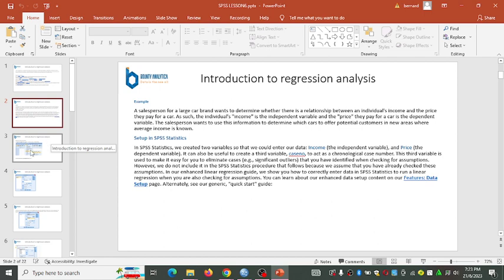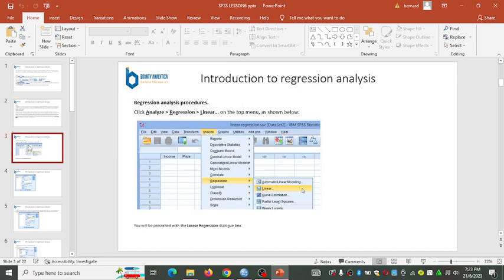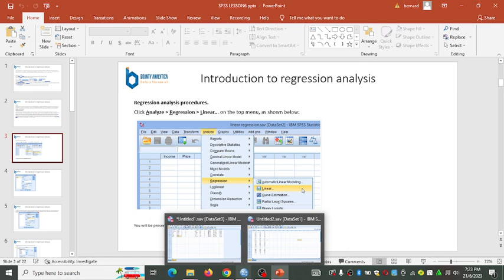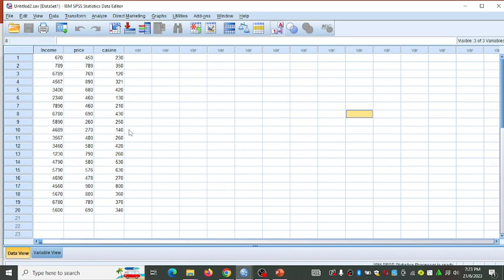Now, the procedure. How do we come up with the regression analysis output? So this is the data. We have income and price. This is casino. So these are the three columns, or three variables, that we have.